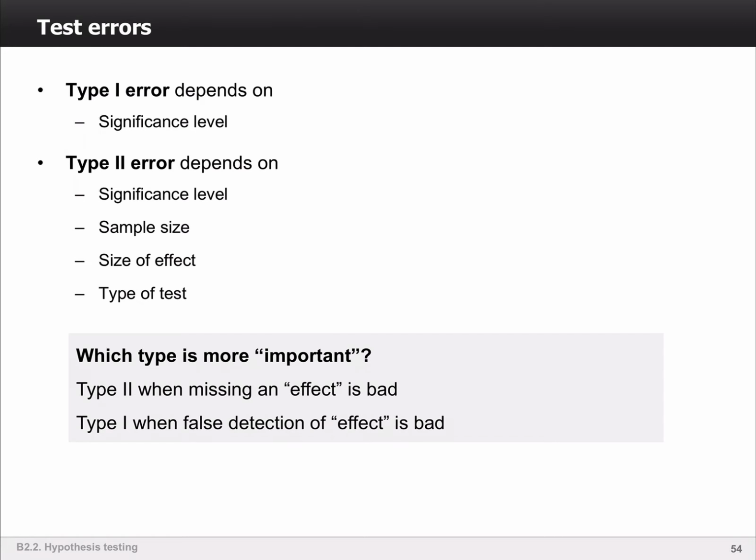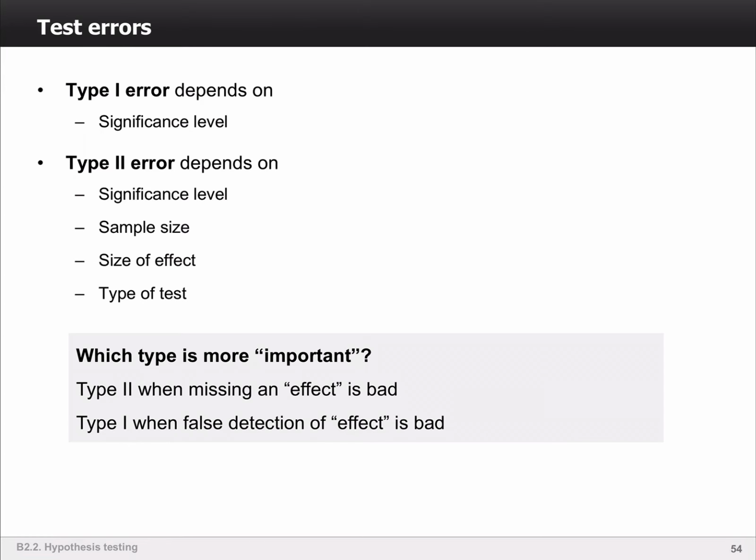Type 1 error is important when false detection of effect is bad. For example, if you make a new medicine and then you make a test and find out that actually your medicine works quite well, it means that you will reject the null hypothesis, which in this case means that the medicine doesn't work, right? But then if it's a failure, so you reject the null hypothesis, but in fact the medicine doesn't work, many people will think that your medicine cures them, but it will not. So in this case, type 1 error is quite dangerous.